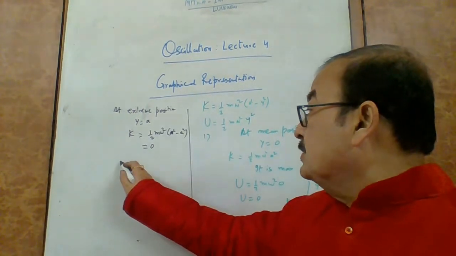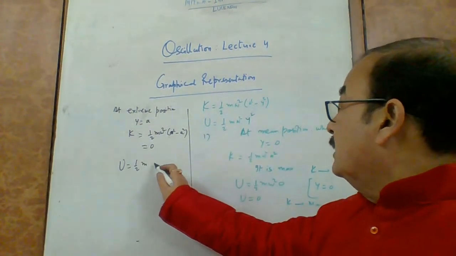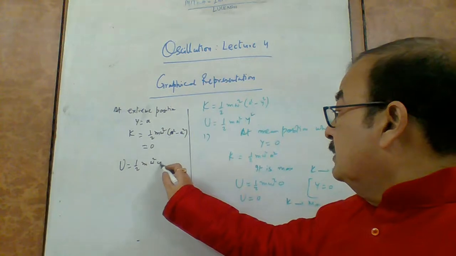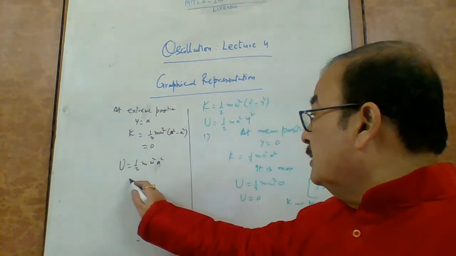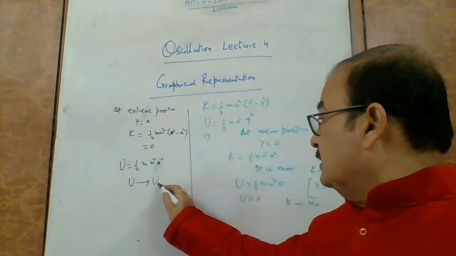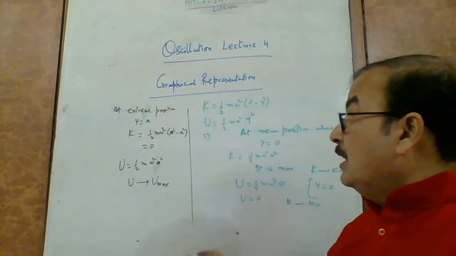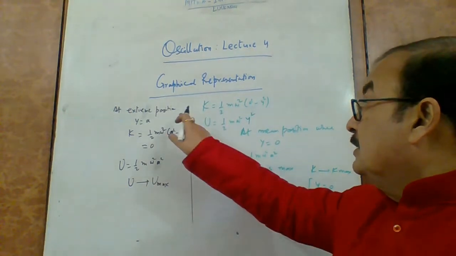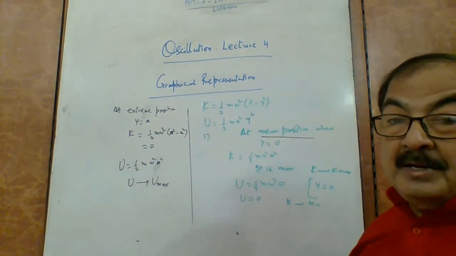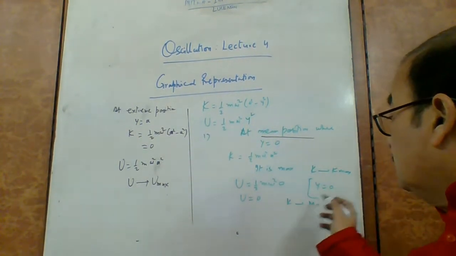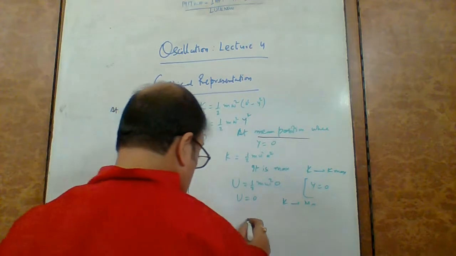And potential energy equal to half m omega square y square, which means a square, half m omega square a square. That means potential energy is maximum. At the extreme point, potential energy is maximum and kinetic energy is minimum. And remember, at the mean position, where y equal to 0, kinetic energy is maximum and potential energy is 0. So when both are together, we can draw a graph between them.